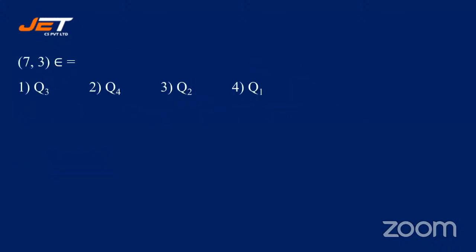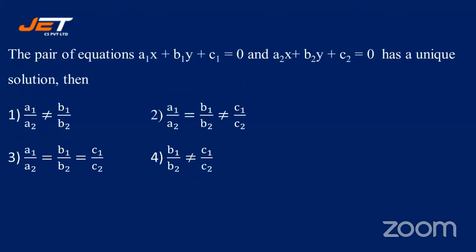All right, with this, let's move on to the next question. 7, 3 belongs to dash. Is it Q3, Q4, Q2, Q1? So it is a known fact that it belongs to Q1. All right. See the next very important question. The pair of equations A1x plus B1y plus C1 is equal to 0 and A2x plus B2y plus C2 is equal to 0 has a unique solution then.